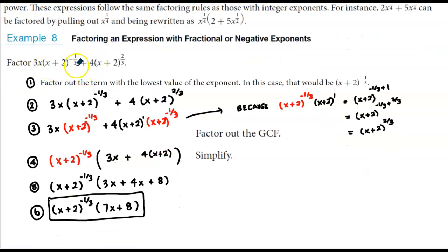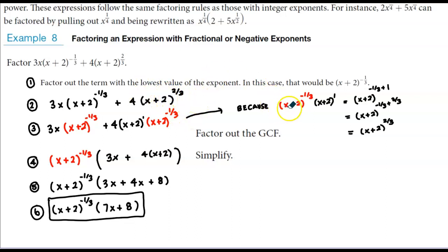So in this example, we need to carefully take a look at the two terms. We're going to factor out the term with the lowest value of the exponent. In this case, that would be (x+2)^(-1/3). Now we notice the first term has (x+2)^(-1/3) already shown as part of a factor of that first term. Now in the second term, we need to break it down so that we can see that (x+2)^(-1/3) is a factor.